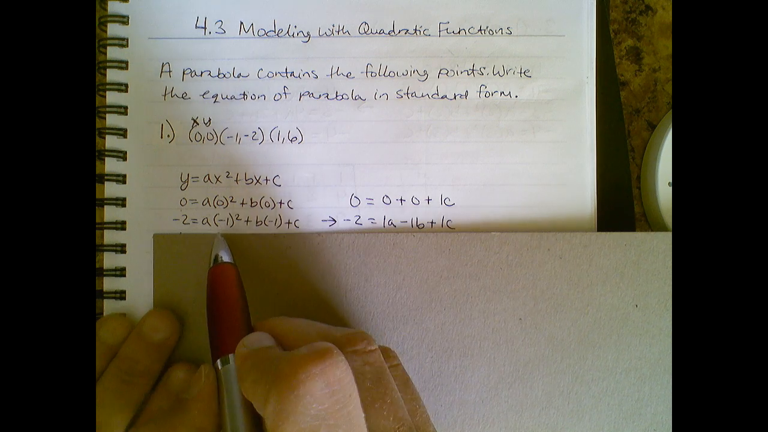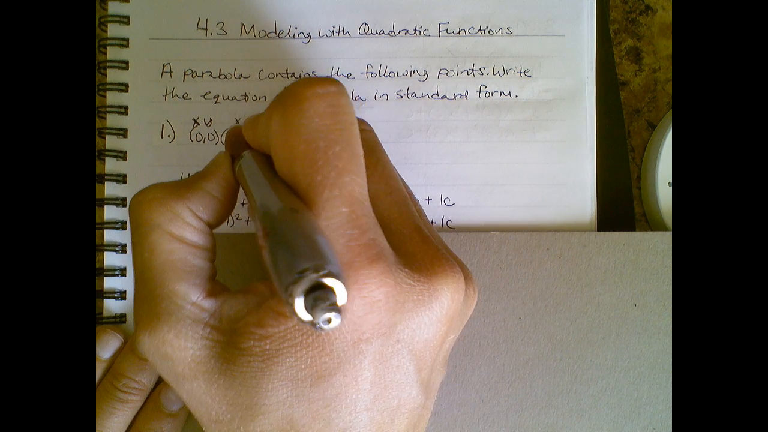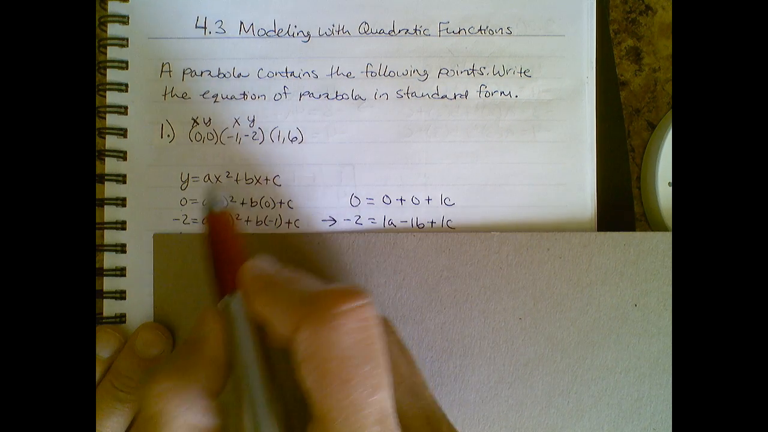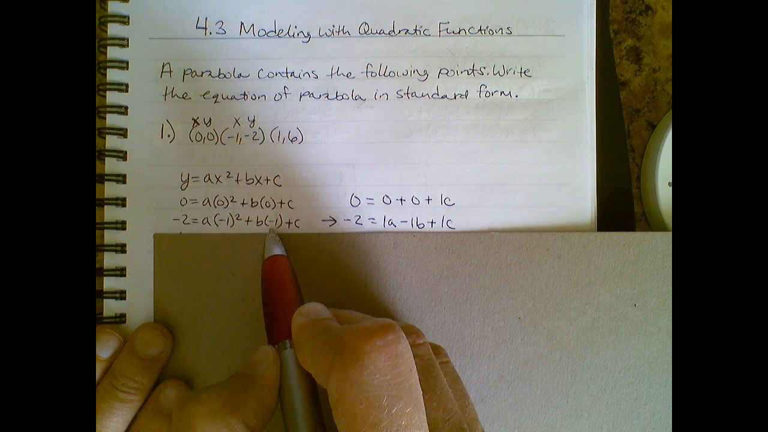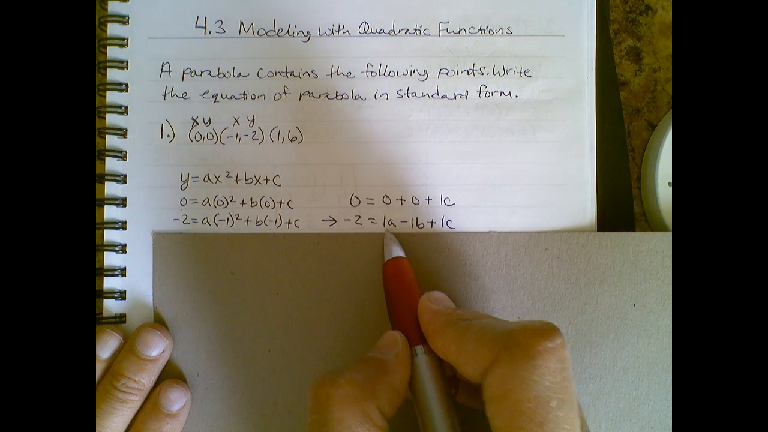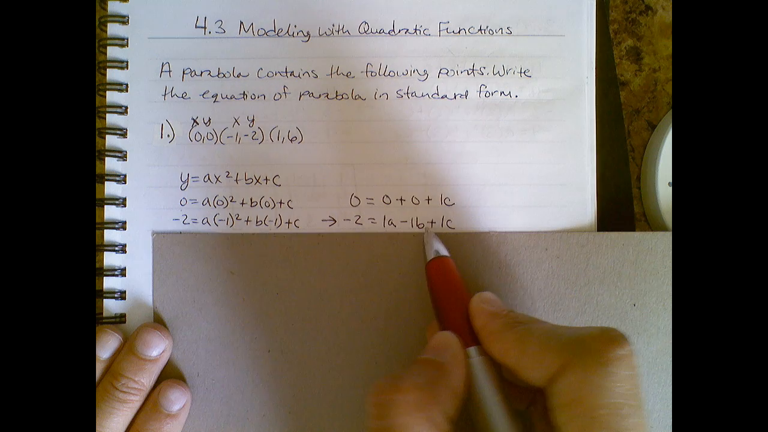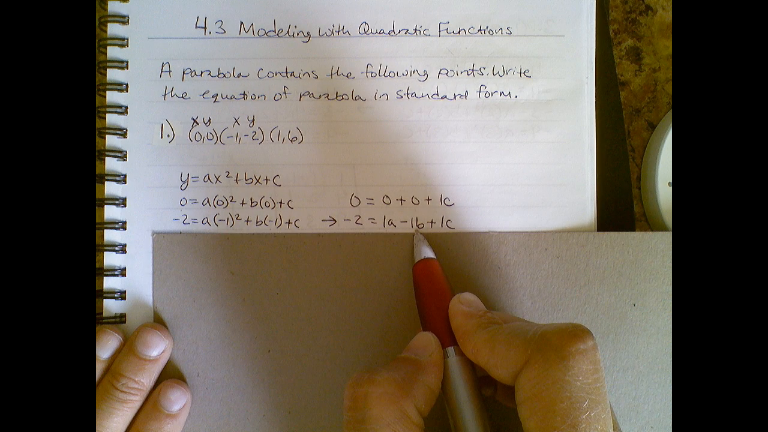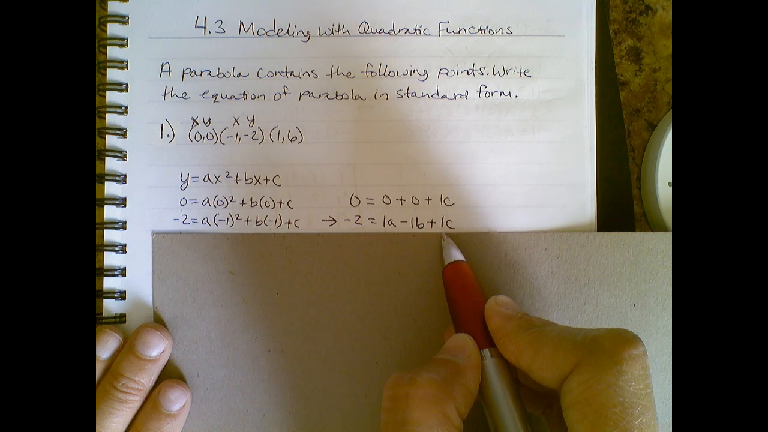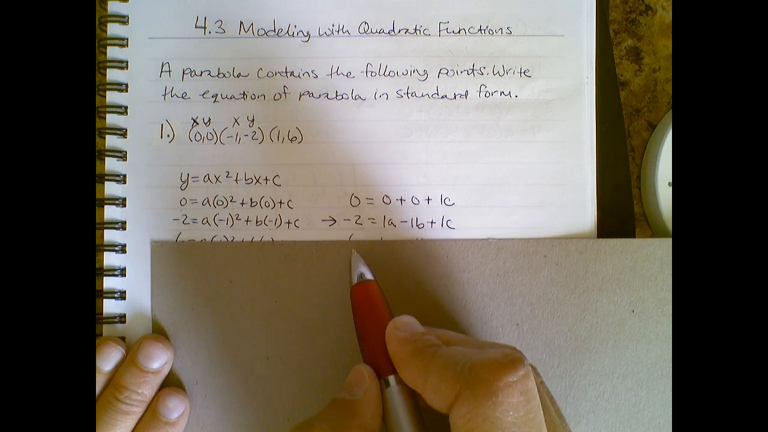And then my next one, I'm going to plug in my x is -1 and my y is -2. So -2 and then plug in -1 for my x's. So -1 squared is +1. -1 times b is -1b. And then there's no number in front of the c, so just 1c. And then that equals -2.